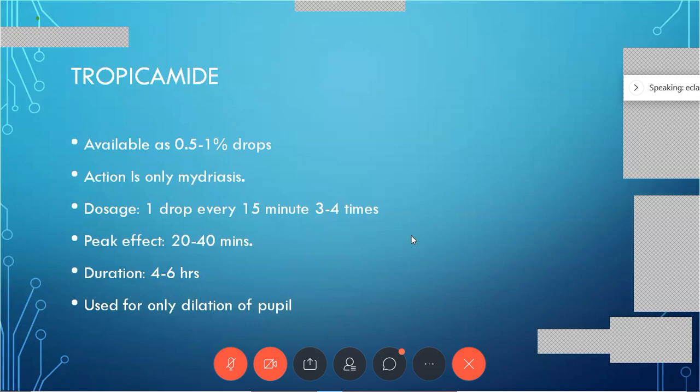Dosage is 1 drop every 15 minutes, 3 to 4 times, so that the pupil will be well dilated after instillation of the drug. Peak effect will last up to 20 to 40 minutes. Duration of action will be up to 6 hours. So after instillation of tropicamide, the patient is asked not to drive for 6 hours after having that retinoscopy or something like that. It is used only for dilatation of the pupil.